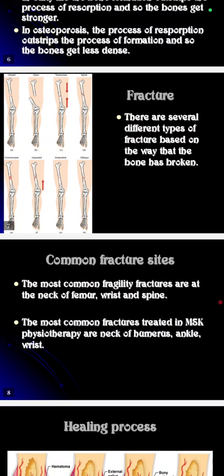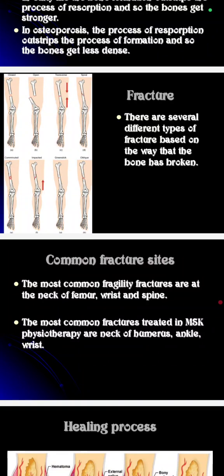Next we go to the fracture. There are several different types of fracture based on the way the bone has broken. Here we see the picture of how fractures happen, like hairline fractures, comminuted fractures, and many more. I will explain in a separate lecture what types of fracture there are and how they occur.